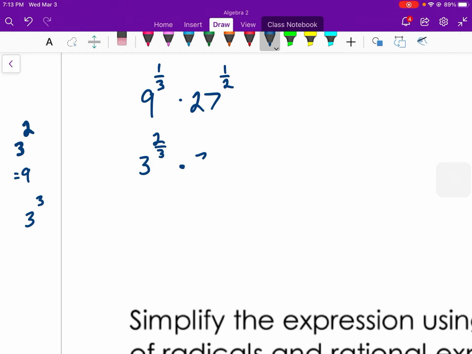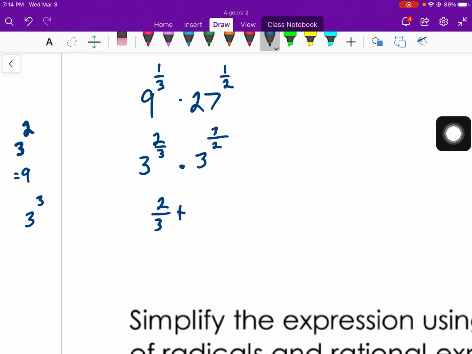So we're going to do the same type of thing. Multiply it to the top, and that becomes 3 to the 3/2 power. These are equivalent and these are equivalent. I just changed my base so that now I can do my operations. When my bases are the same, I can add my exponents.